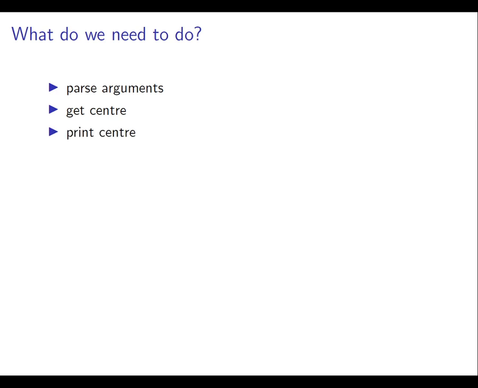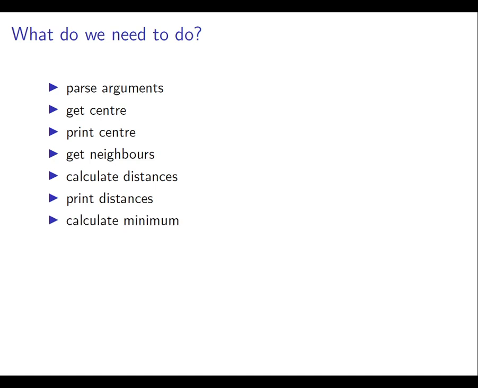We're going to print it. Some of these decisions are kind of arbitrary. We're deciding what we're going to do at this point. Then we're going to get all the neighbours, so we're going to build points from all the other arguments. Then we're going to calculate the distances from each neighbour to the centre point. We're going to print them out. We're going to calculate which one is least, and we're going to print out that one. Okay, so this is at least a handle on the problem. We can see what we have to do and in what order. The next thing to do is to think a bit more about how we're going to do each of these steps.